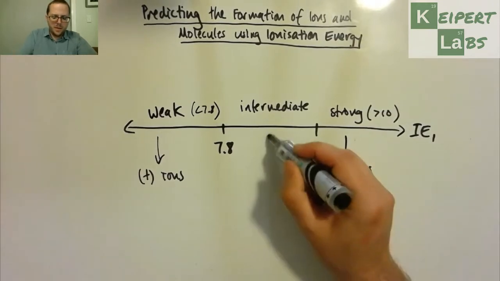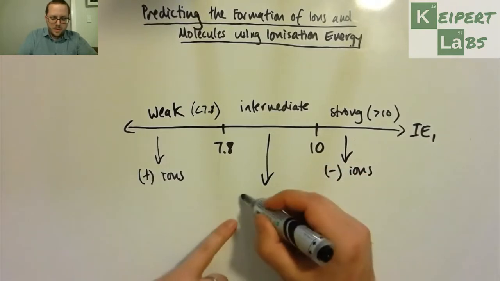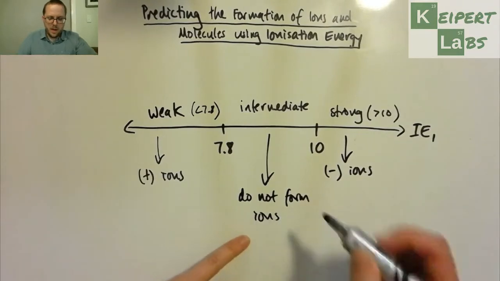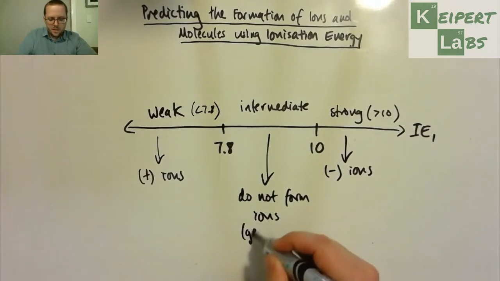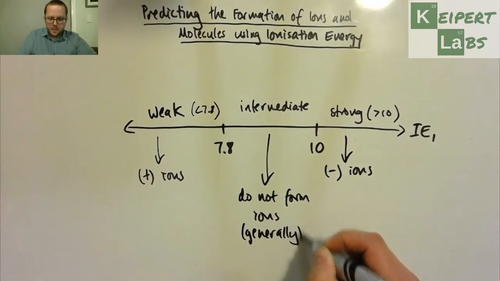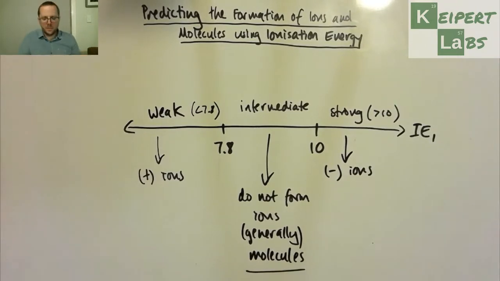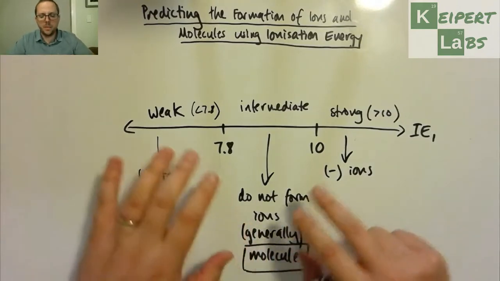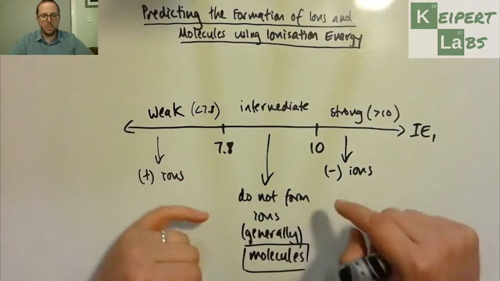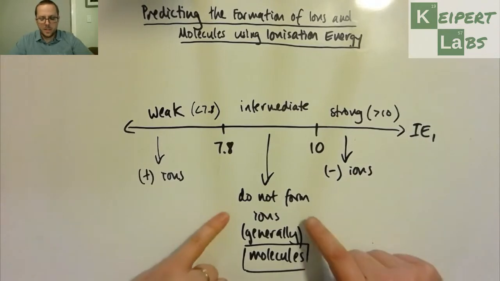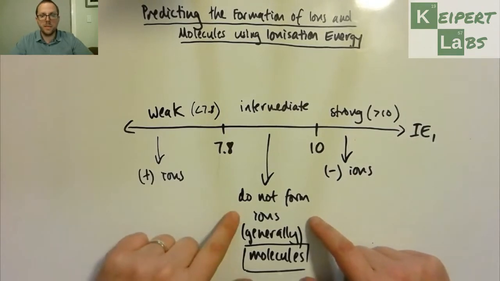And in the middle, if it's intermediate, it generally doesn't form ions. This is where we're thinking about molecules tending to be formed. So if we can identify which category these elements fall into, we can predict whether it's going to gain electrons to become a negative ion, lose electrons to become a positive ion, or tend to stick to other atoms to form a molecule instead.